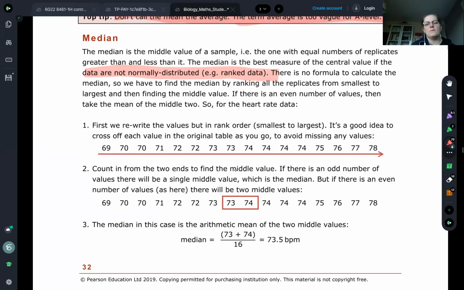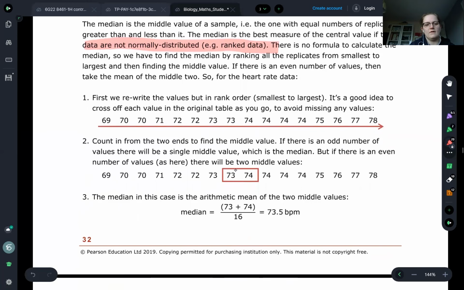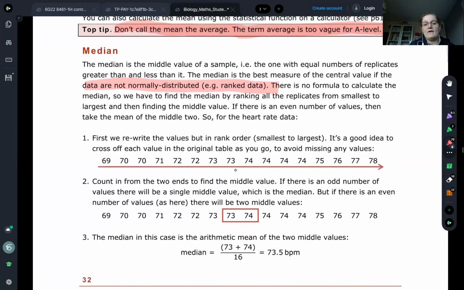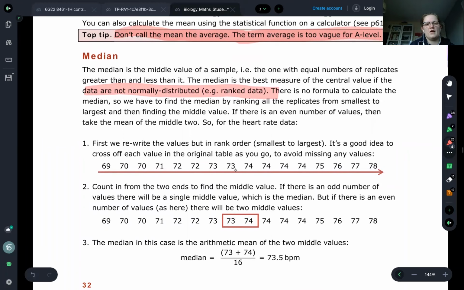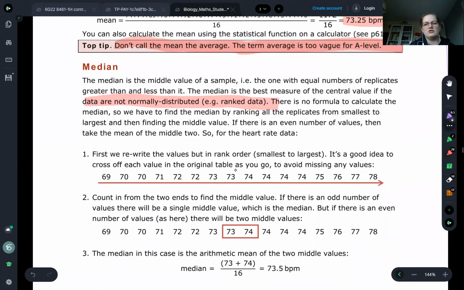And obviously if it's an even number, you find the difference between the two middle values, and that will give you your median. So that's the median. We only use it if the data is not normally distributed. A non-normal distribution, if we had it on a graph, might look like this. It's not going to be a bell-shaped curve.